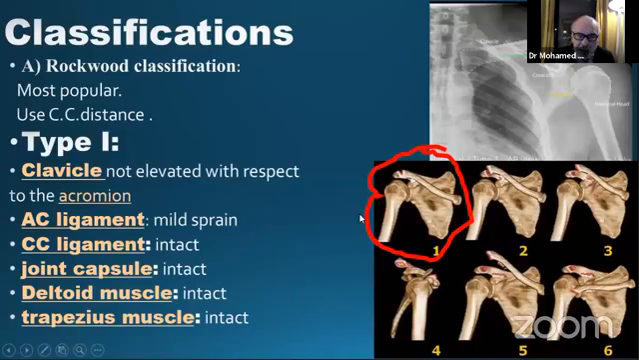Regarding the classification of acromioclavicular joint injuries, there are a lot of classifications, but the most popular one is the Rockwood classification, which classifies the acromioclavicular joint injuries into six types.